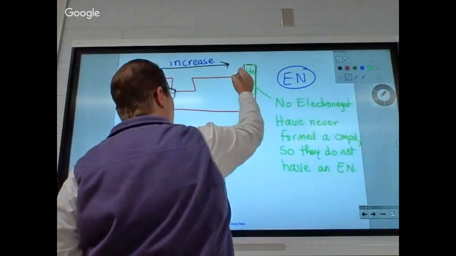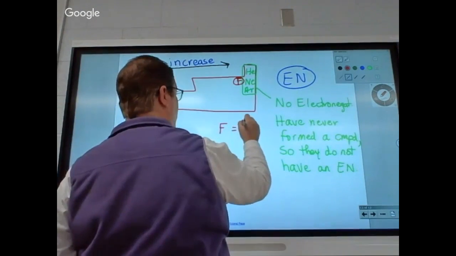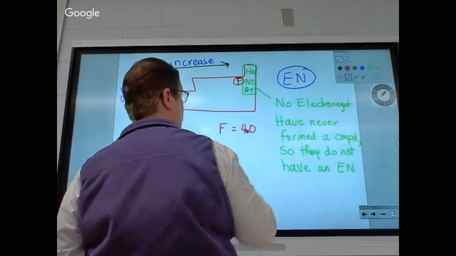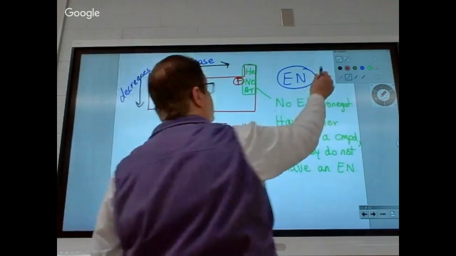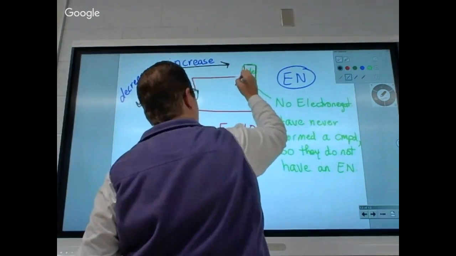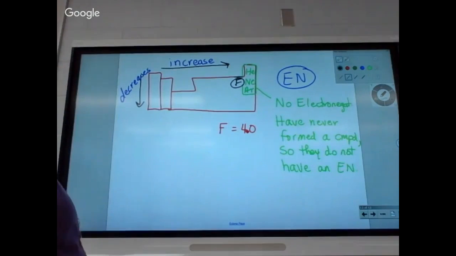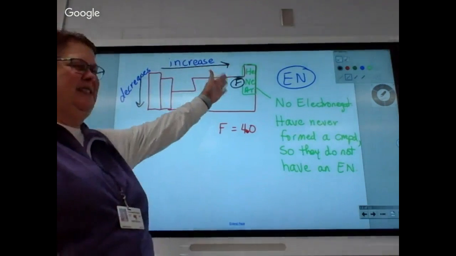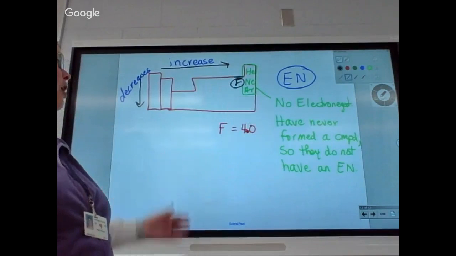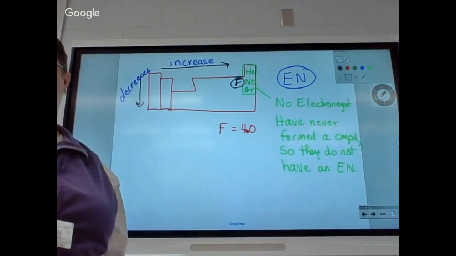Electronegativity stops at fluorine. Fluorine's highest is 4.0. Okay? Fluorine is the biggest. F is the highest. Fluorine is the biggest at 4.0. So you've got to remember electronegativity goes across and it stops at F. It does not go to the noble gases. That's the glitch. Okay? Can you remember that?